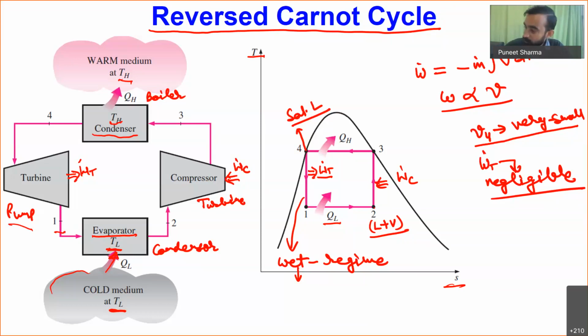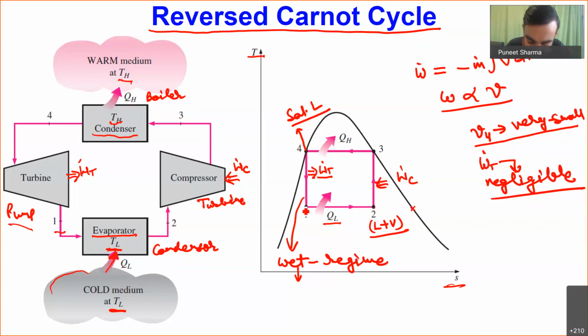Okay, so in our practical cycle, the first thing we want to do is shift this point number 2 to our saturated vapor state, so that we have the compressor inlet in the single phase design.